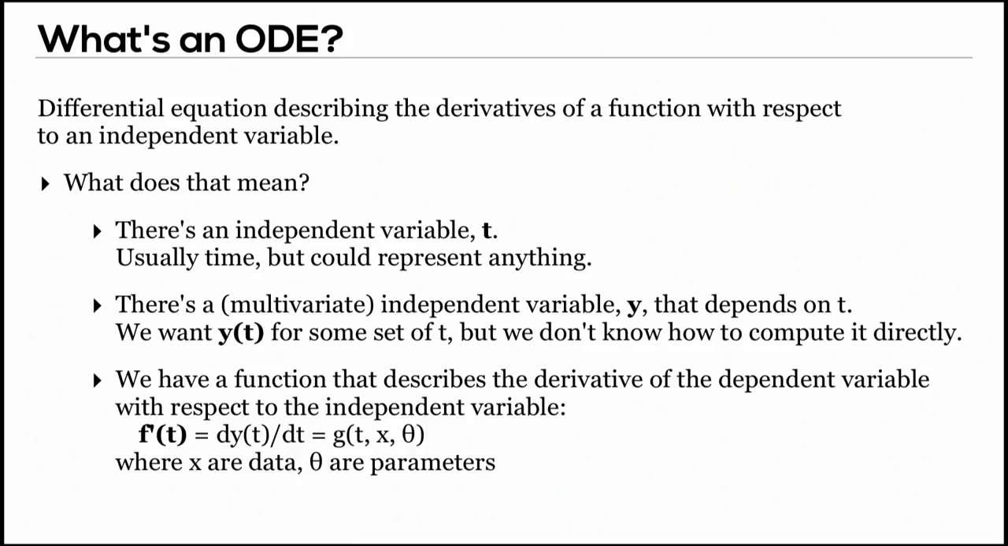What we have is a function that describes the derivative of the dependent variable with respect to the independent variable. So what we have here is f prime of t, that's dy of t with respect to dt, right? And that's some function of t, the time, x, whatever data you have, and theta, whatever parameters are in the model. So with that, you have a function that describes the derivative.